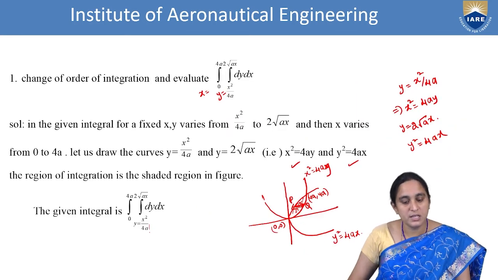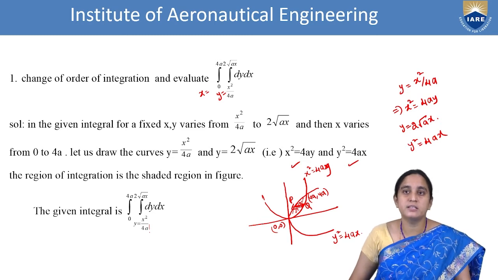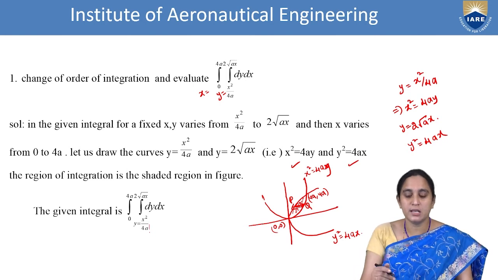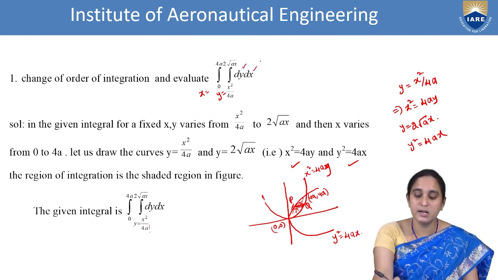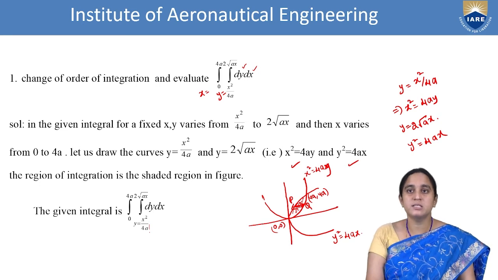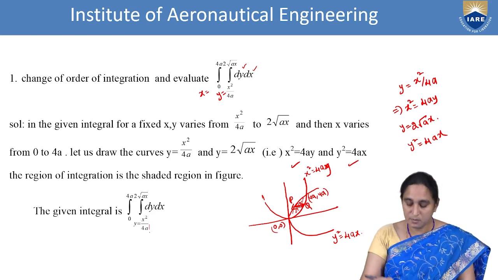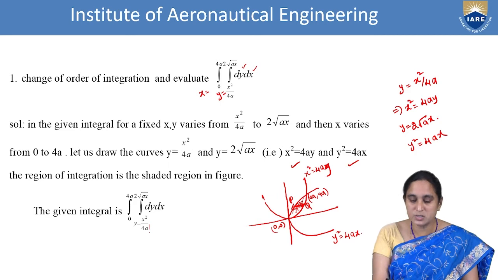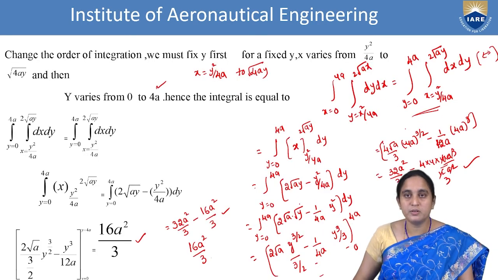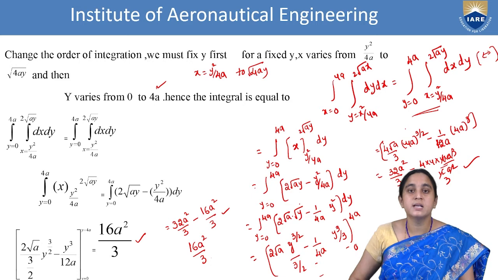Once again, I'll repeat here. Once you observe the given question, x limit points are fixed, y varies from x square by 4a to 2 root ax. For that case, first integrate with respect to y and x. But by using the change the order of integration, now I'll convert that as y is fixed and x is in terms of y, by using horizontal strip. From that concept, we got the final answer for the first question as 16a square by 3.